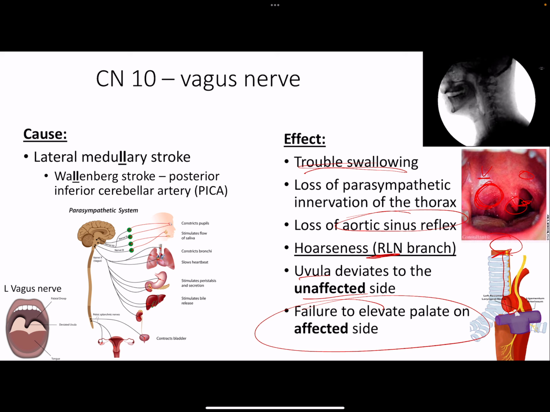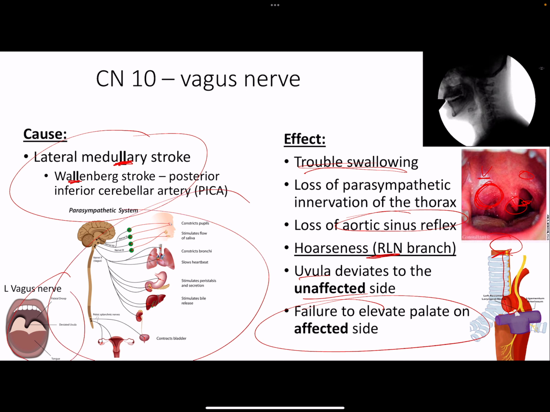This is also in the same region for the medulla, and it's the lateral because it's not divisible by 12. So this is medullary. I think of medullary, 2 L's, and Wallenberg is going together. Here we have a picture of this palate and the uvula deviation. Also really important for supplying the parasympathetic innervation of the GI system.